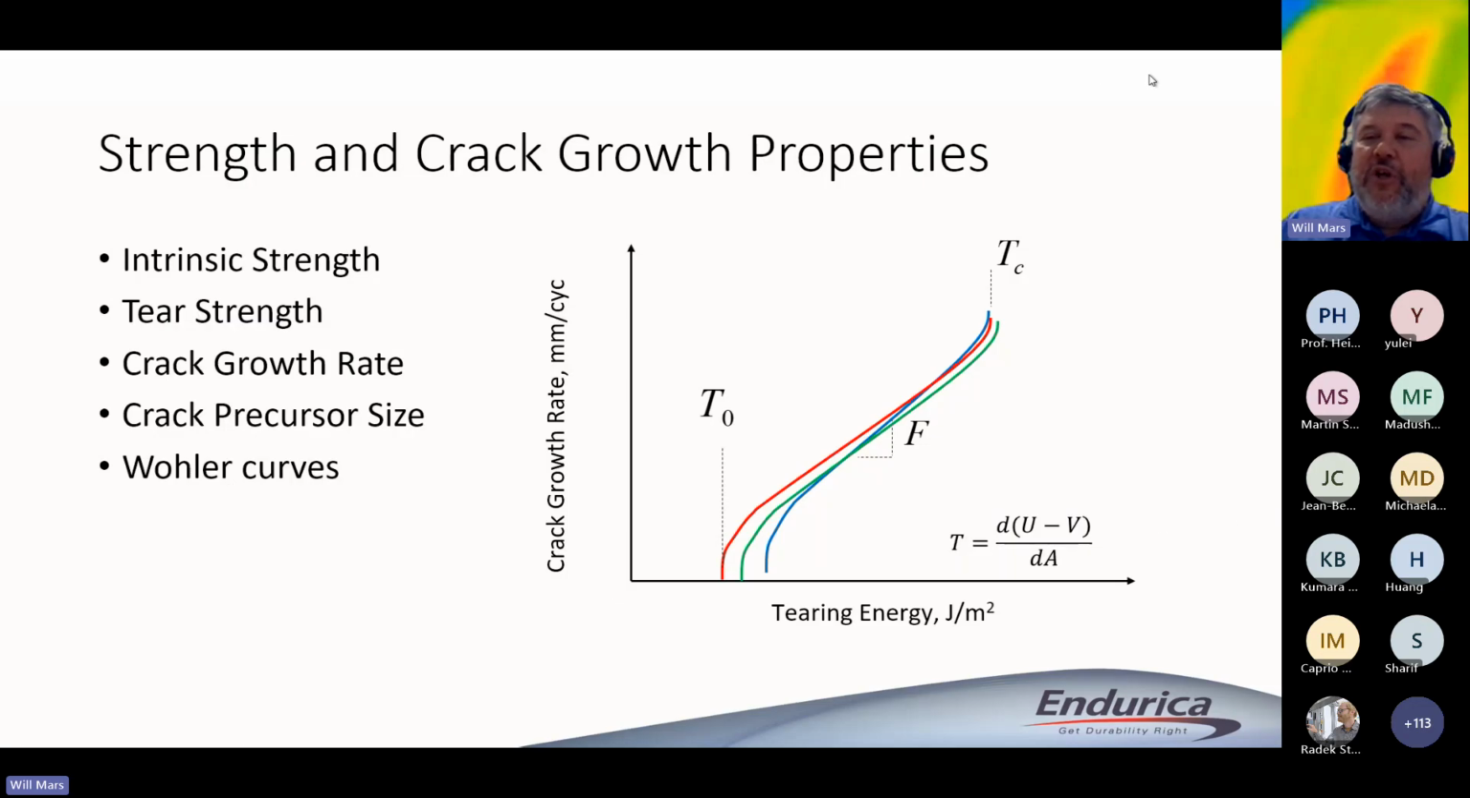The image I'm showing here is the fatigue crack growth rate curve for rubber, right? So when I say the tear strength, I'm talking about T sub C, the upper bound of the curve. When I'm talking about the intrinsic strength, I'm talking about T naught, the bottom end of the curve. And when I'm talking about the crack growth rate curve, I'm talking about the in-between regime that's typically characterized by a power law slope F.